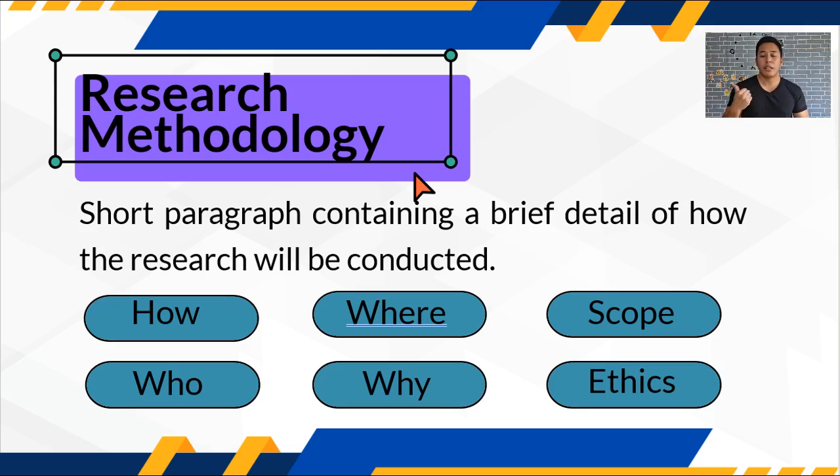Here you're going to also provide the scope or the limitation, okay, the boundaries that you are going to include or cover in your research. And last but not least, here you're going to write the ethical considerations, the moral things that you have to do in writing the research paper.